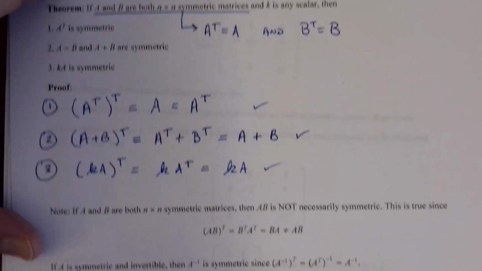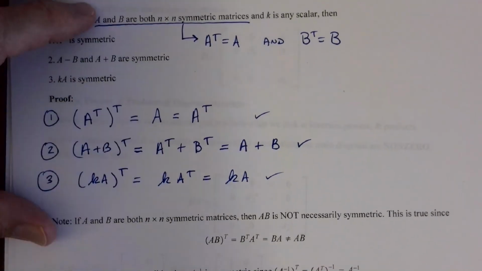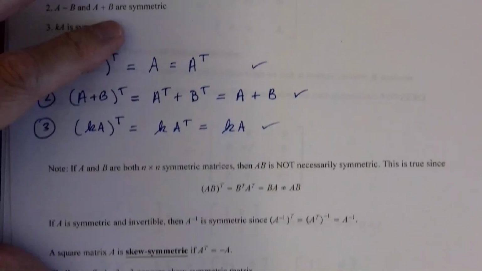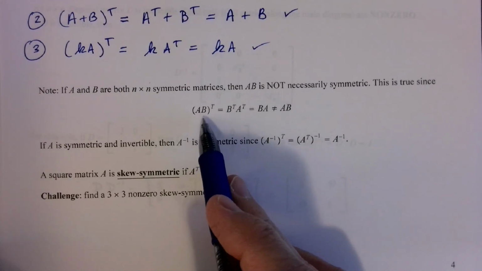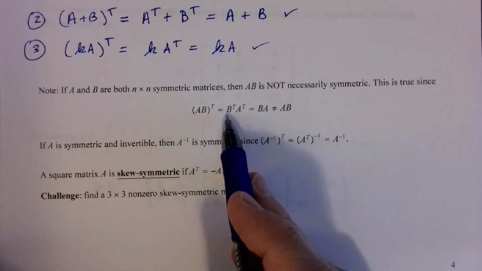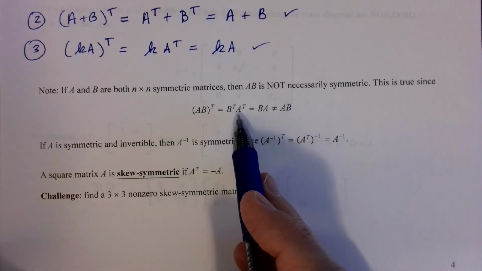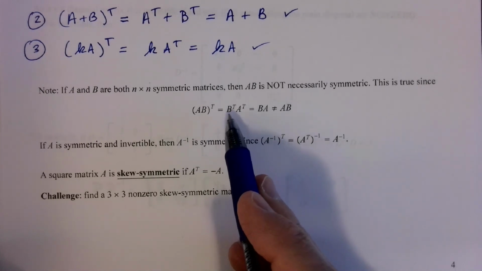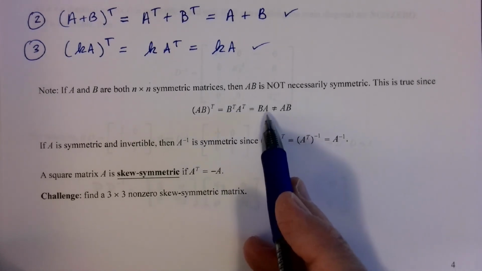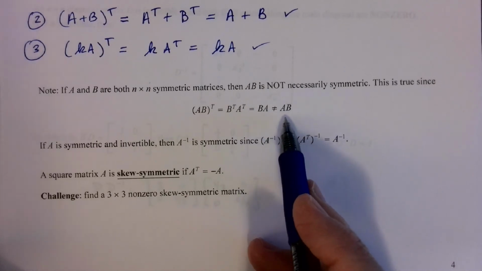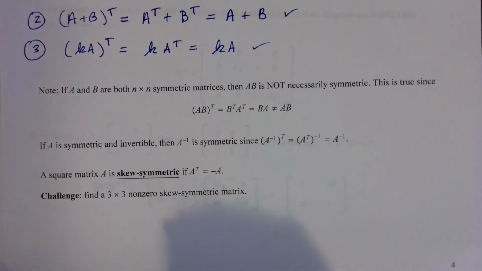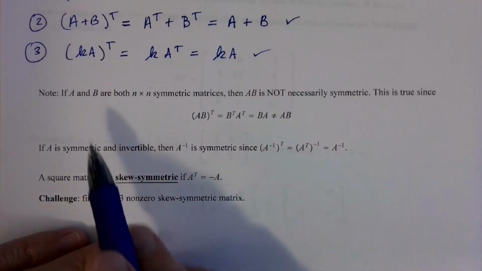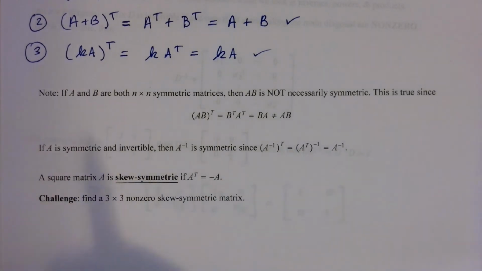Now, what about A times B, right? They're both n by n, so I can multiply them. If they're both symmetric, is their product going to be symmetric? Not necessarily. So I look at AB transpose. Remember what that is? That is B transpose times A transpose. Right, this is from the properties of transpose. We proved this. B transpose is B, A transpose is A. But remember, BA is not necessarily equal to AB because in general we cannot commute matrix multiplication. So if two matrices are both symmetric, their product is not necessarily symmetric.